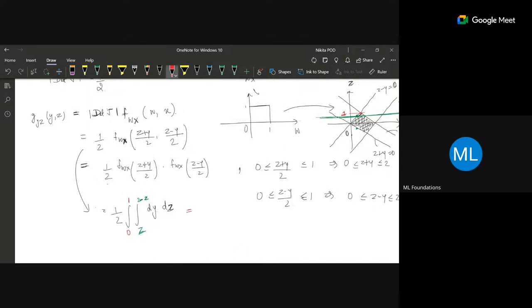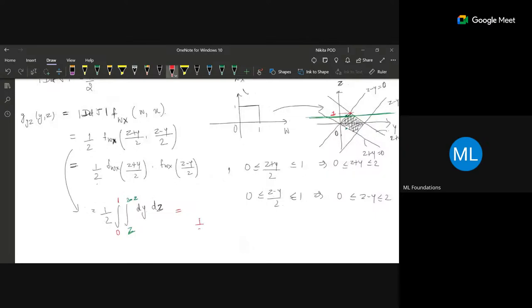If we solve it, what do you get? We have 1 by 2, 0 to 1. This is y, which is 2 minus z, which is 2 minus 2z, dz. So this is 1 by 2 times 2z minus z square from 0 to 1. This is 2 minus 1, which is 1 by 2. We get 1 by 2.